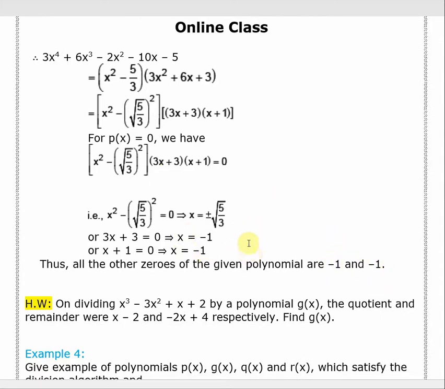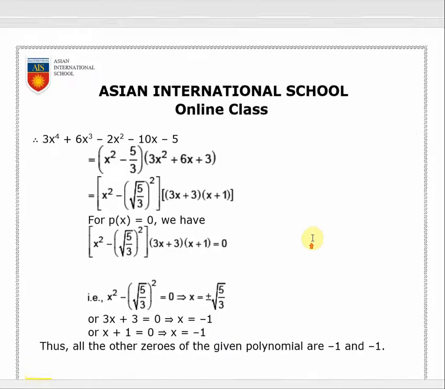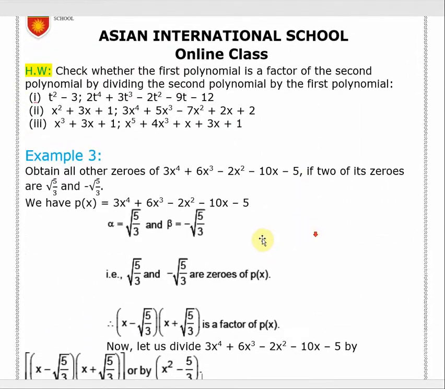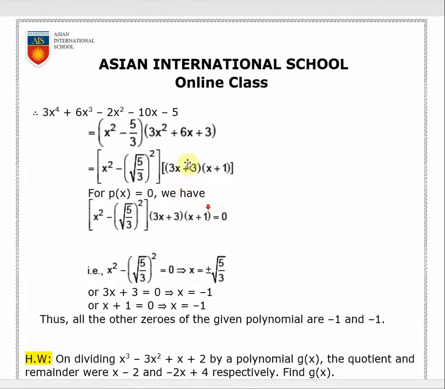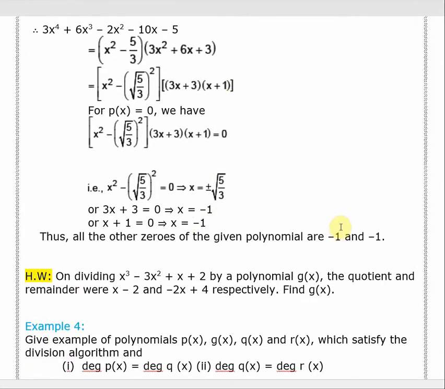So all zeros, if we write, then it will be from the beginning, all zeros of this polynomial will be root under 5 by 3, minus root under 5 by 3, and by this factorization it is minus 1 and minus 1. So 4 factors, 4 zeros we have found here.